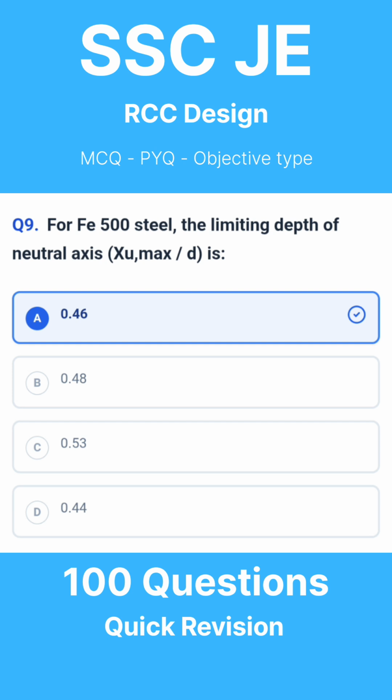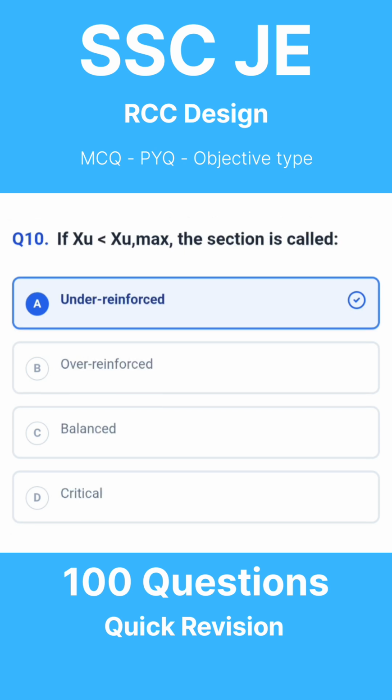Question 9. For Fe 500 steel, the limiting depth of neutral axis, Xu,max divided by d, is. The correct answer is 0.46. Question 10. If Xu is less than Xu,max, the section is called. The correct answer is under-reinforced.